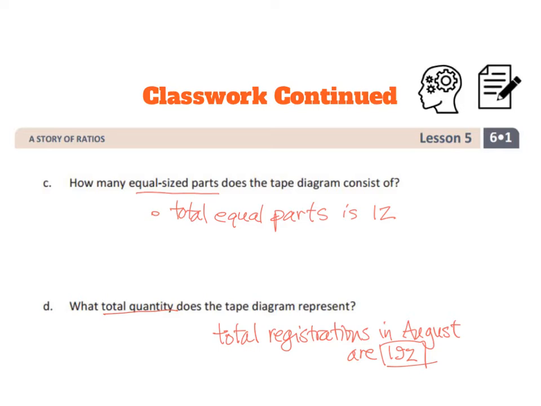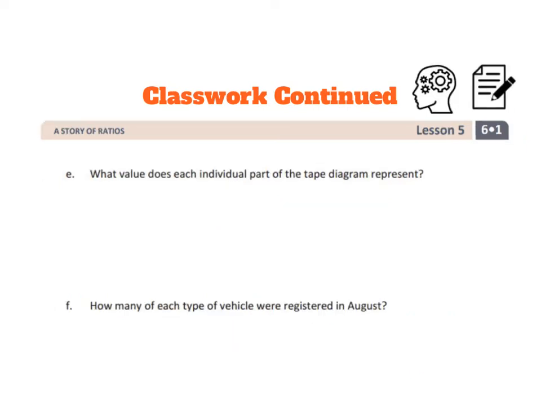That's the total quantity. Now let's go back to, what value does each individual part of the tape diagram represent? So we had that total equals 192.